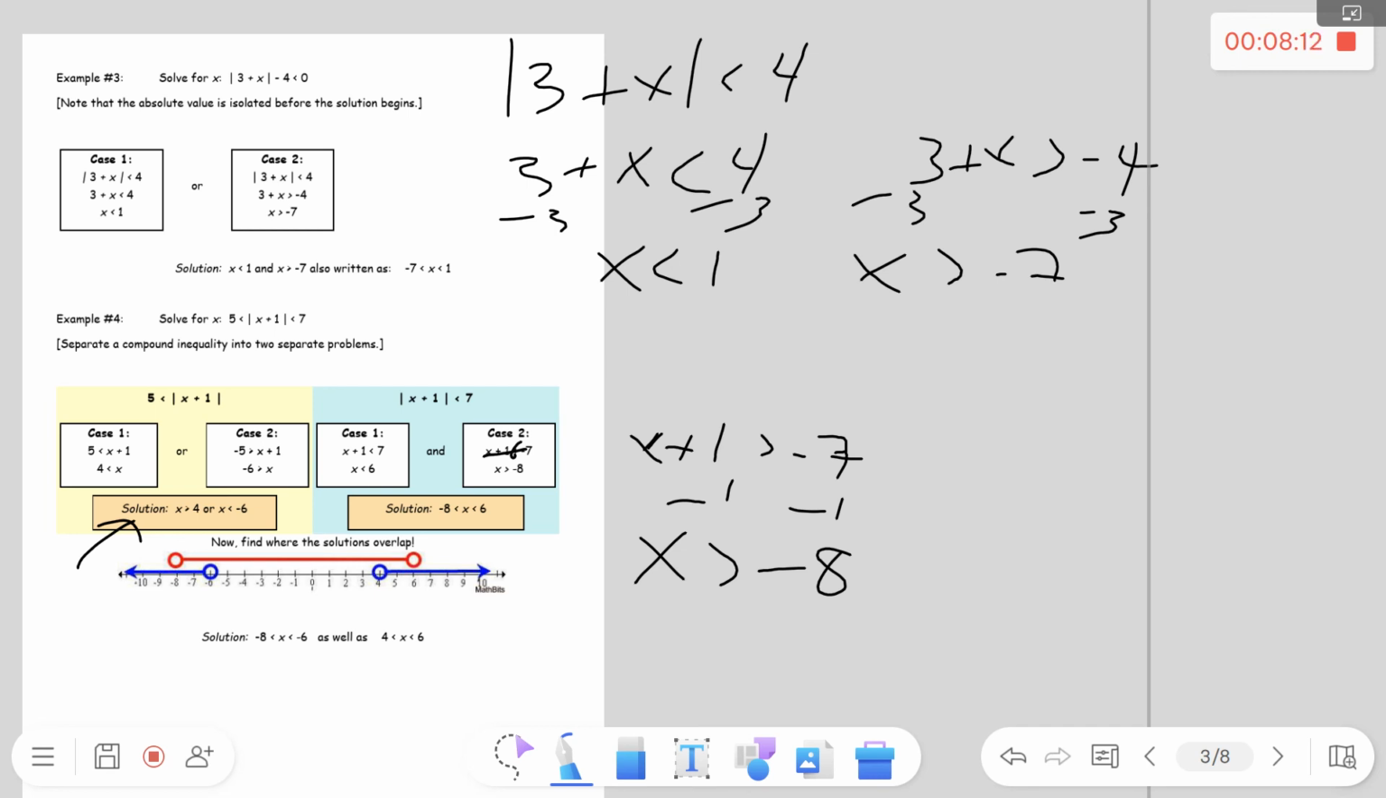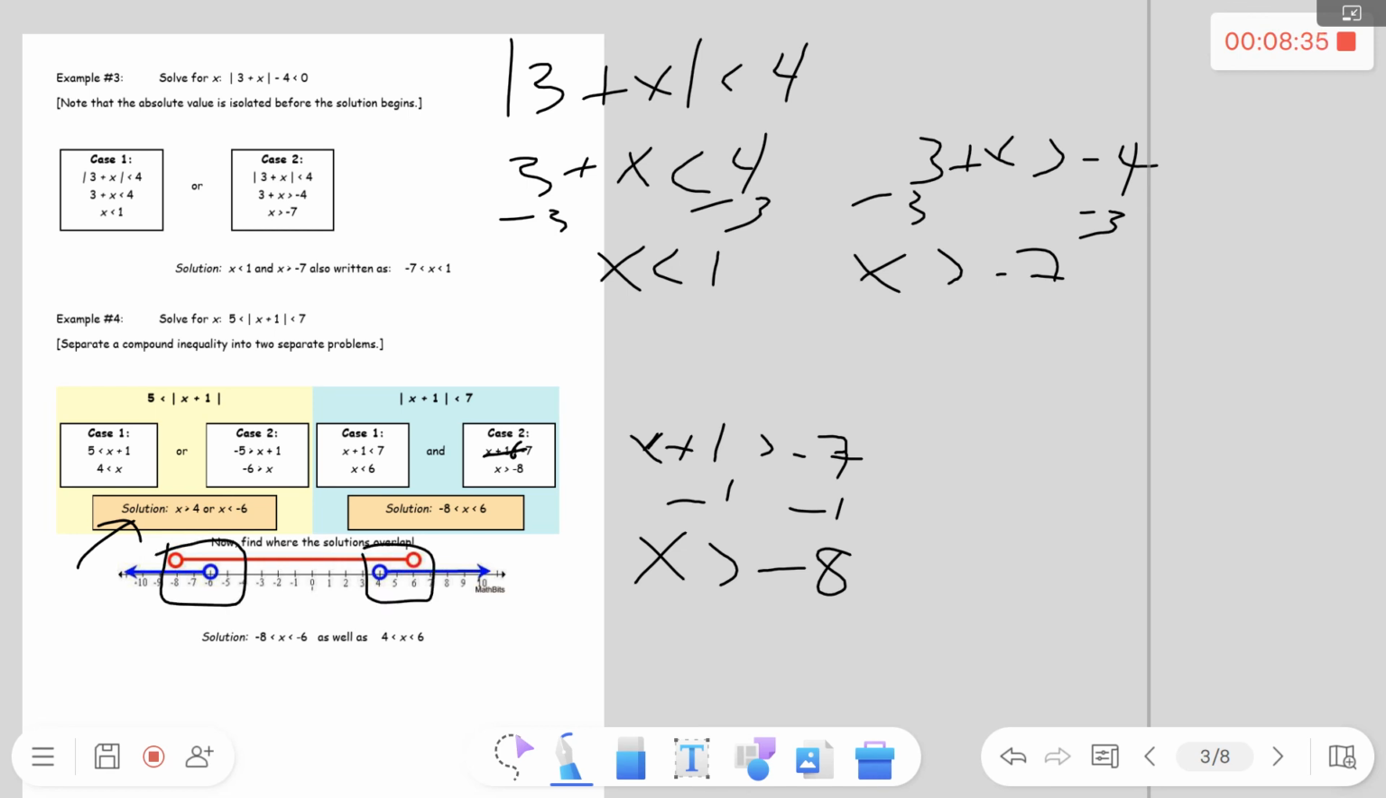So you've graphed a circle at negative 8, and you've got a circle at the positive 6. And when you're looking, it means that the solution is negative 8 is less than x is less than 6, as well as 4 is less than x and x is less than 6. The problem is the overlap is what you're looking for. You're looking for the overlap here and the overlap here.